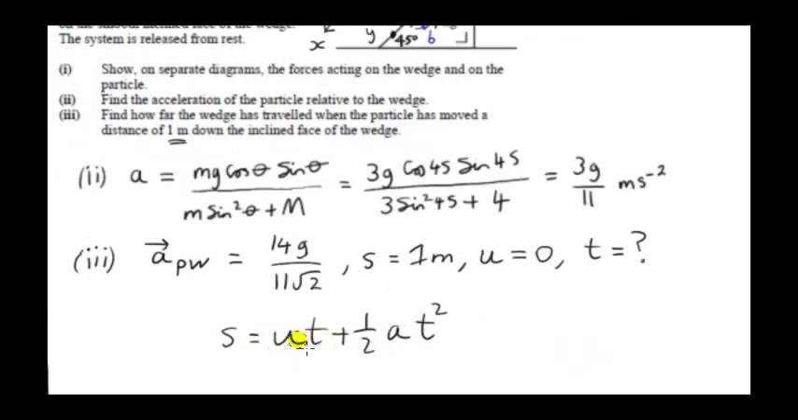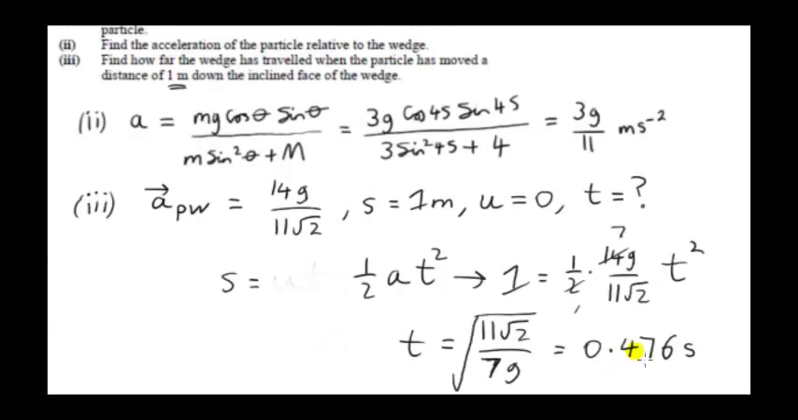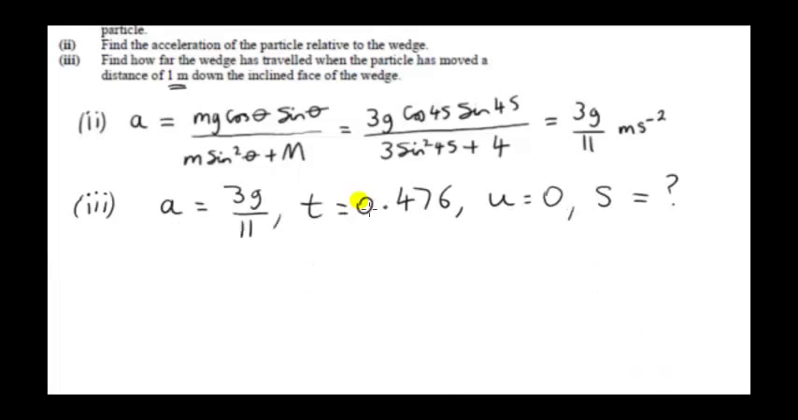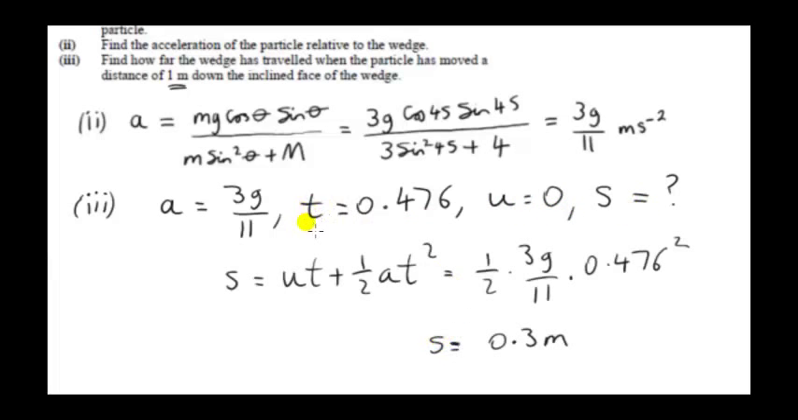So here's the relevant formula we need for linear motion with uniform acceleration. U is 0. We plug everything in, and to 3 decimal places t is 0.476 seconds. Now we can answer the question of how far the wedge has travelled. We have the acceleration of the wedge from the previous part. We have the time of travel for the wedge. The initial velocity of the wedge is 0 because it starts from rest, and we want to find s. So in the time taken for the particle to move 1 meter down the incline, the wedge has moved to the right a distance of 0.3 meters.